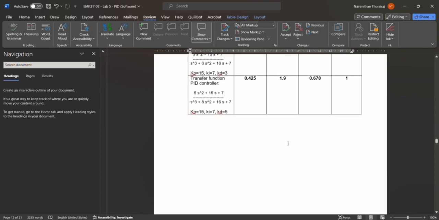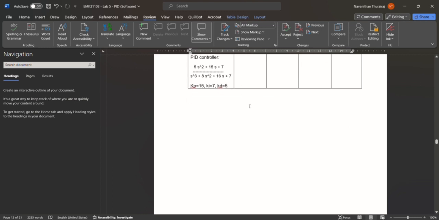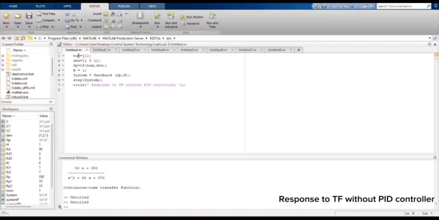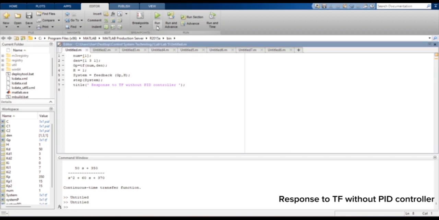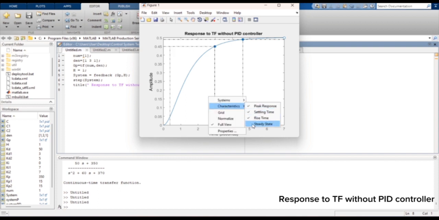Now I'll demonstrate the functions in the graph using MATLAB. So let's go to MATLAB. Here in MATLAB, we're going to look at the first graph, which is without the PID controller. As you can see, this is the code. Now let's run it. When we run it, let's input the characteristics: the peak response, the settling time, the rise time, and the steady state.